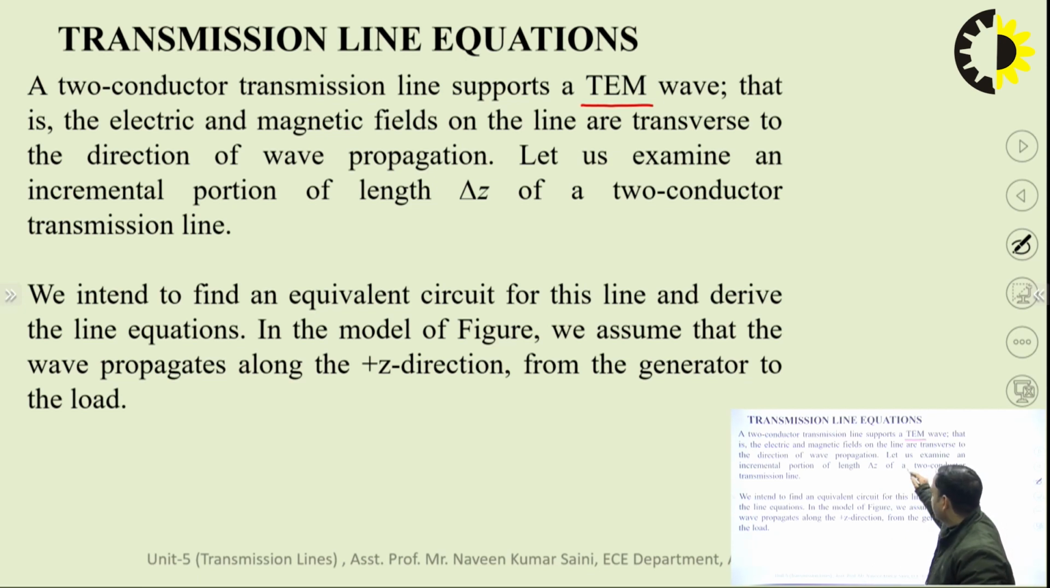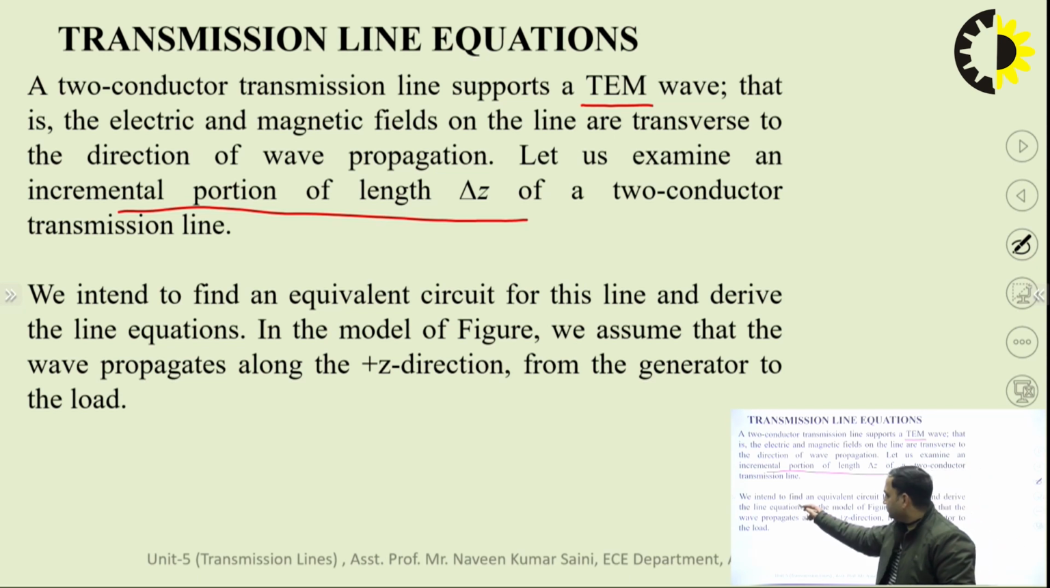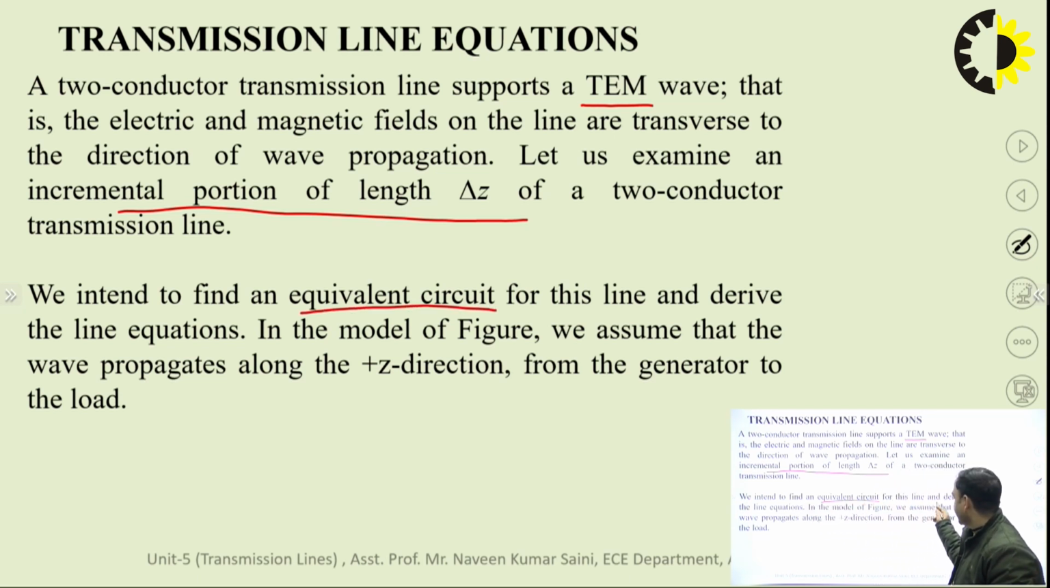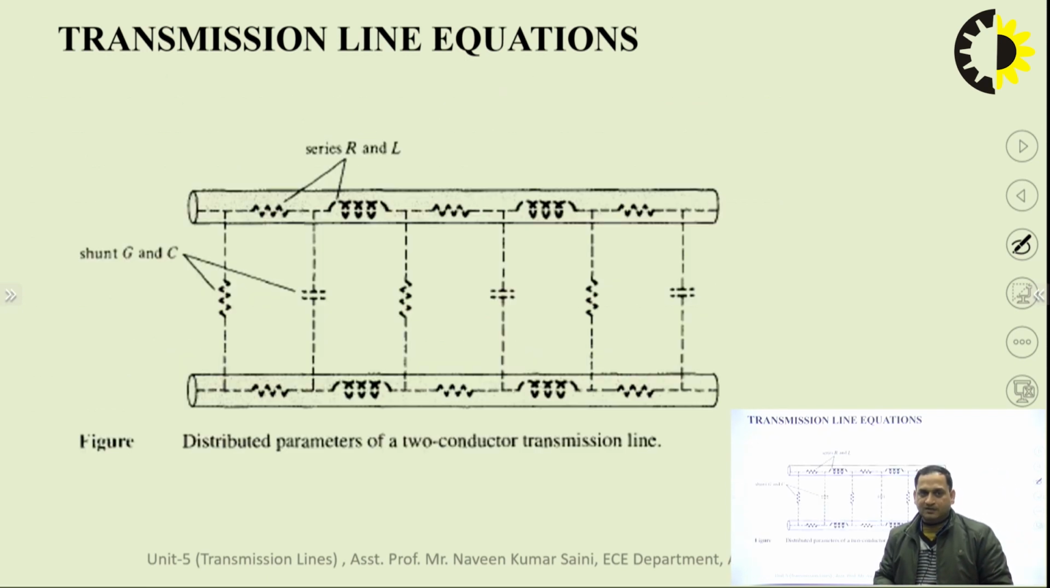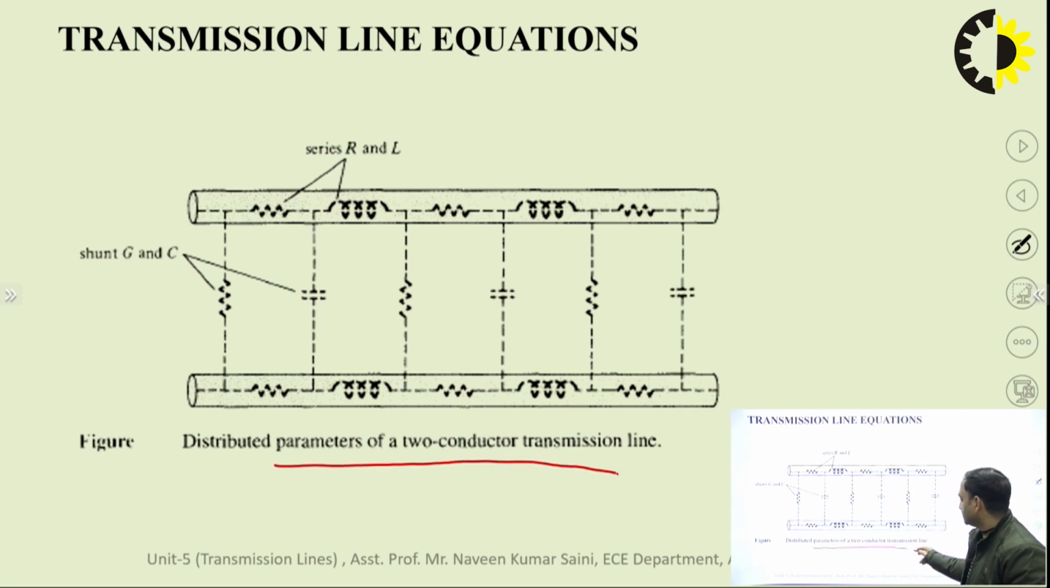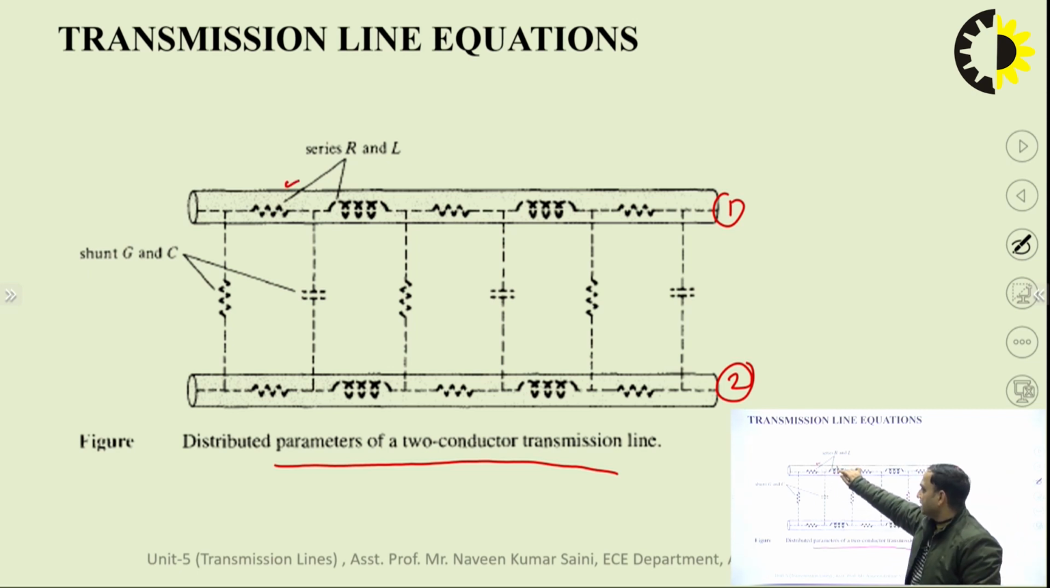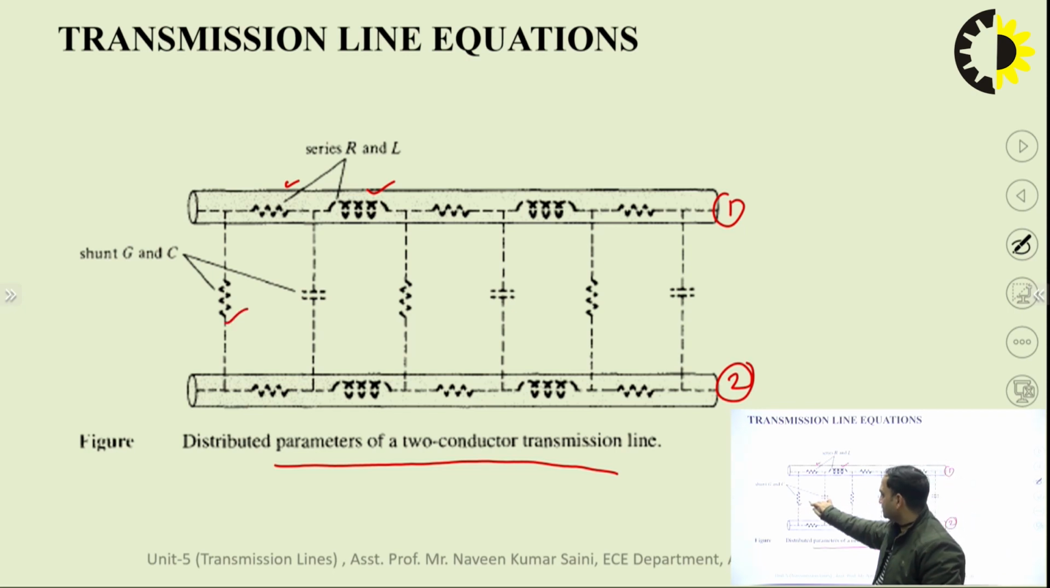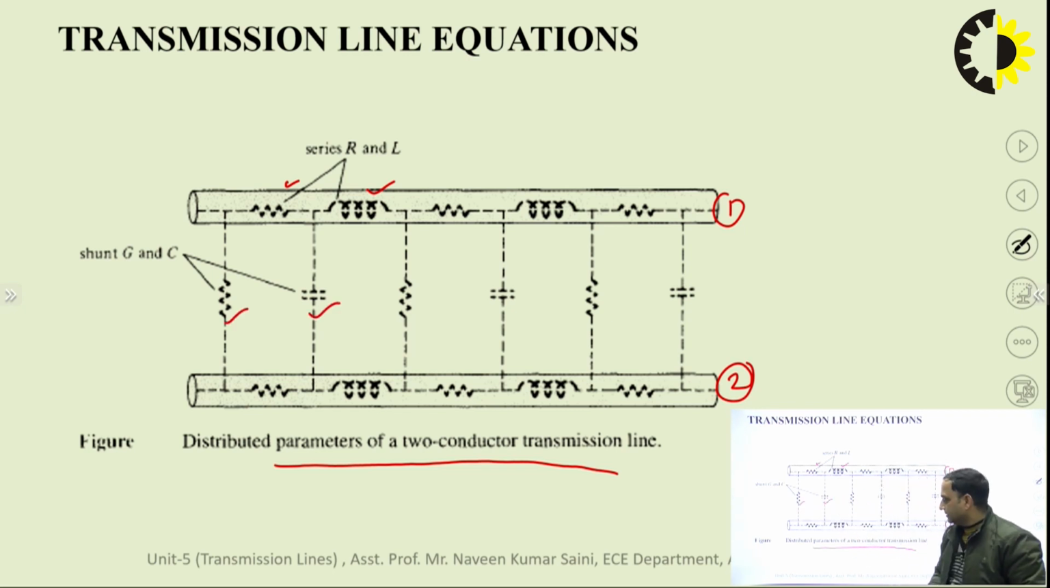For that, we take an incremental portion of length delta z of the two conductor transmission line. We intend to find an equivalent circuit for this line and derive the line equations. In the model of this figure, we assume that the wave is propagating in the plus z direction along the transmission line. This is conductor number 1, this one is conductor number 2. Here the series R and L are there, and G and C are in shunt, in parallel.